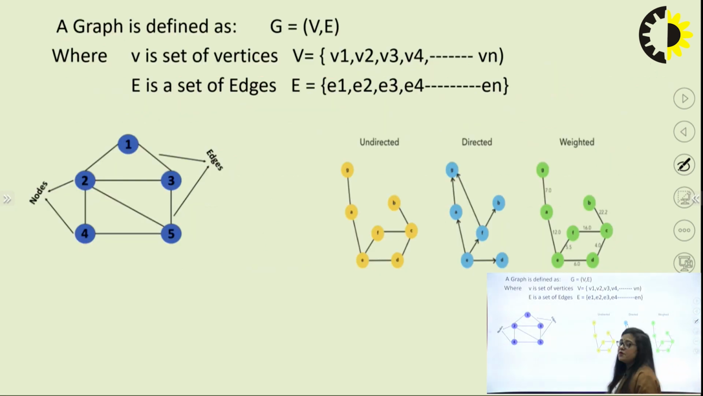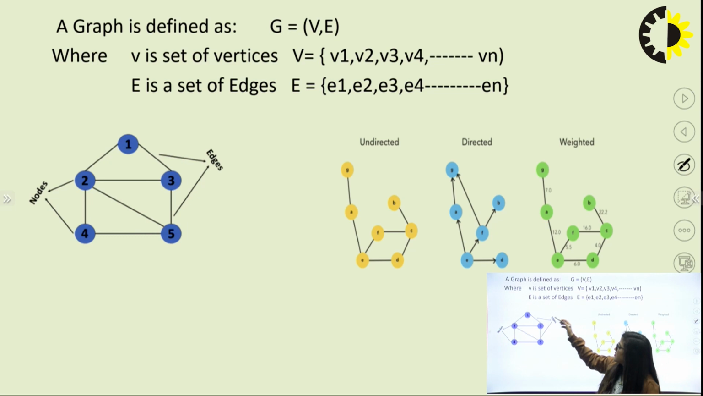Now graph is defined same thing as I told you. Graph G, V and E is what? V is a vertex and E is edges. And how to explain it is a graph by this diagram. So V is the set of vertices and E is the set of edges. So V1, V2, V3, V4 are the number of vertices in a given graph.